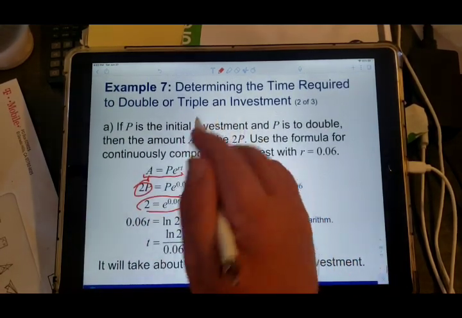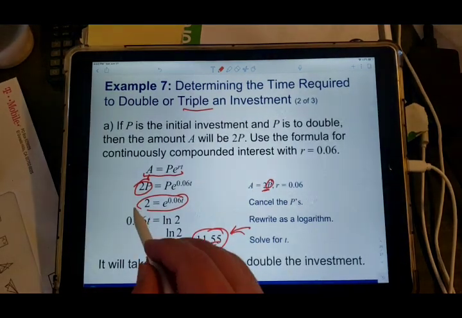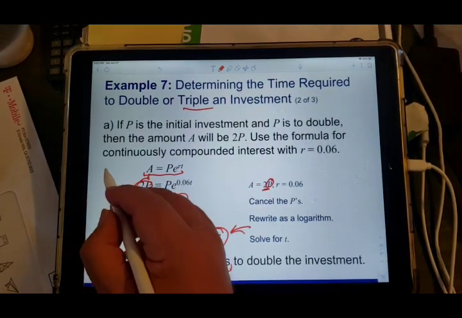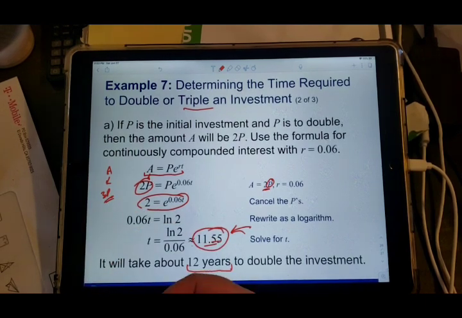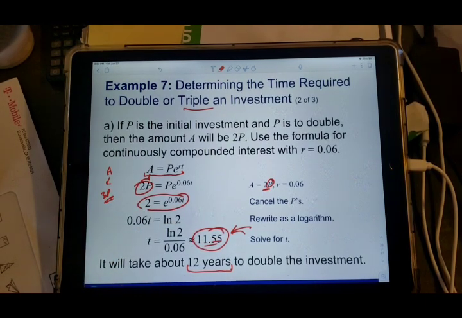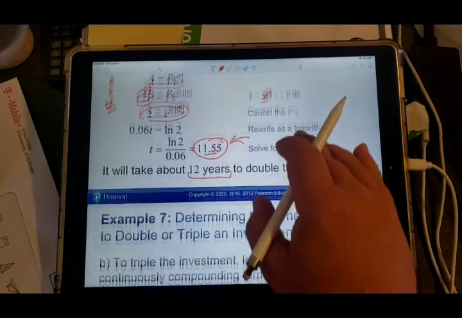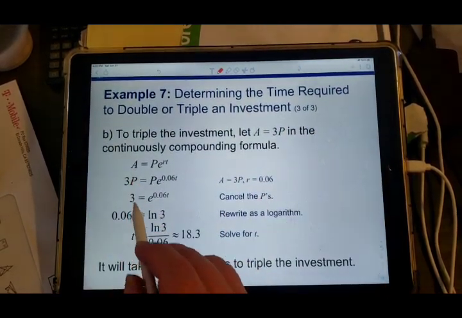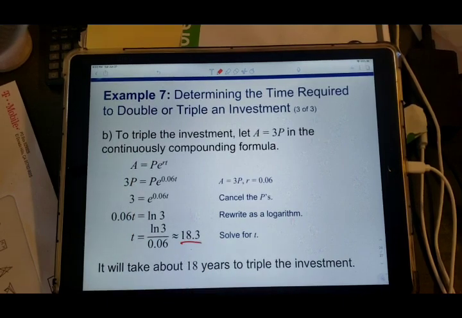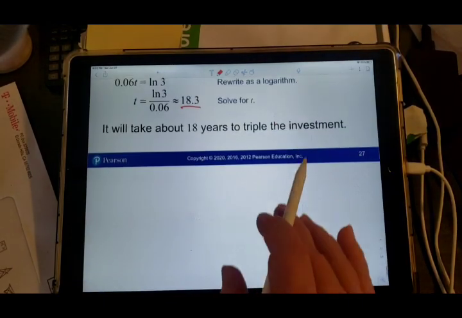That was doubling time. If they had said tripling time, you would have replaced A with 3 times the principal. If they said quadrupling time, 4 times, you get the idea. They actually did it here. So tripling time, 18.3 years.